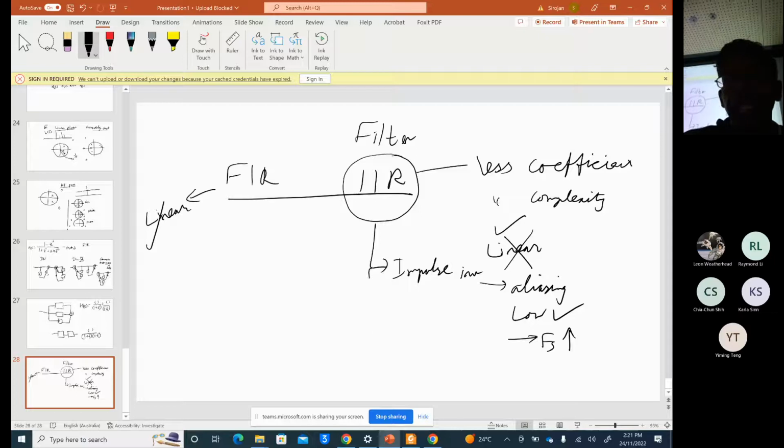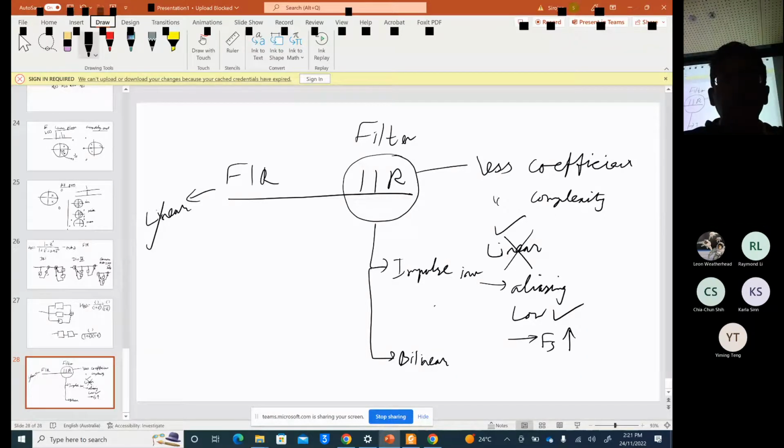Then the next method is the bilinear transform. For the impulse invariant transform, you have the transform with which you can quickly replace this S. That is in the notes, you can quickly find it. And the bilinear transform is a little bit tricky. I will go through it.